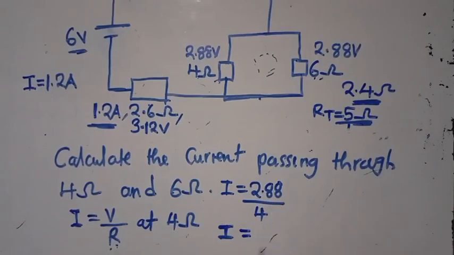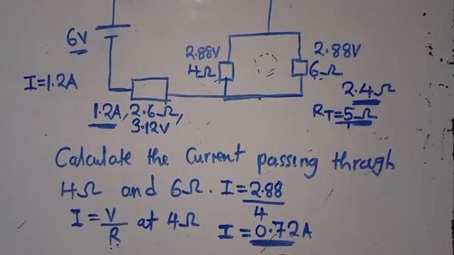So when you divide here, what answer are we getting? These are volts. You can see voltage is there. We've got 0.72 amps. This is the answer. When you divide, you are getting this answer.